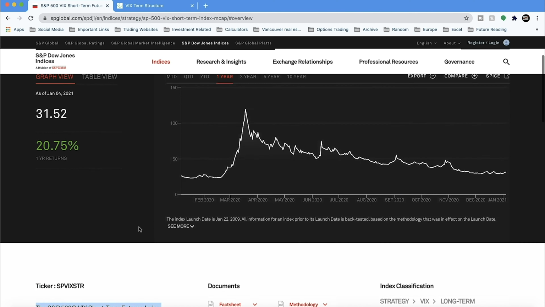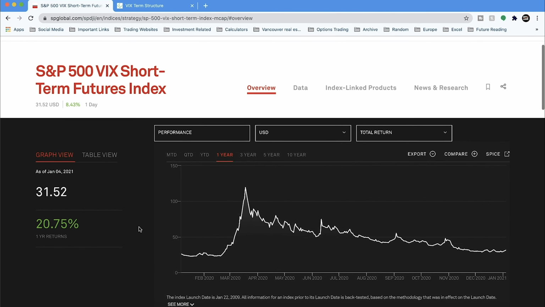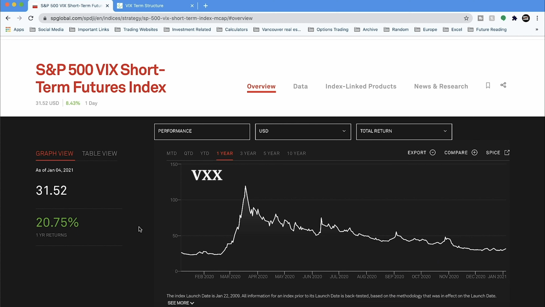This index is what nearly all of the volatility ETPs are based on. So VXX, UVXY, SVXY, VIXY, the old TVIX before it was delisted, the old XIV before that one was delisted. All of them are based on this underlying index. All the volatility ETPs track this index with various leverage factors.